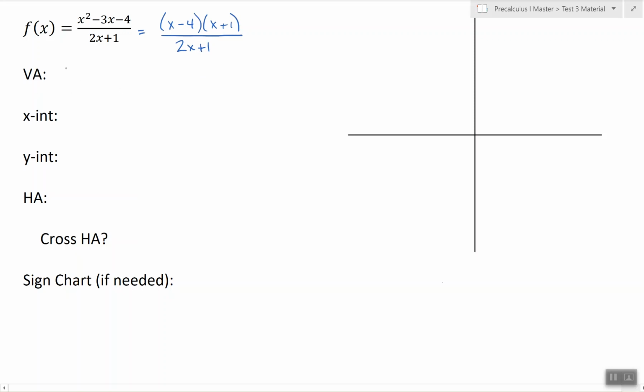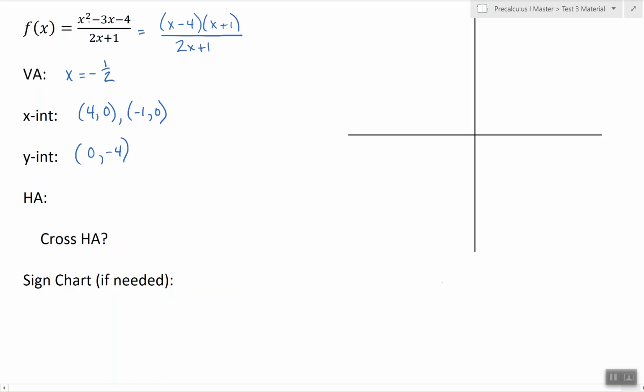Our vertical asymptote, because of the denominator, is going to be x equals negative 1/2. And the x-intercepts, by setting y equal to 0, we will get two x-intercepts: (4, 0) and (negative 1, 0). Your y-intercept, it's easier to look at the unfactored form, so make the x's 0 and the y will be negative 4, so we have (0, negative 4) there.